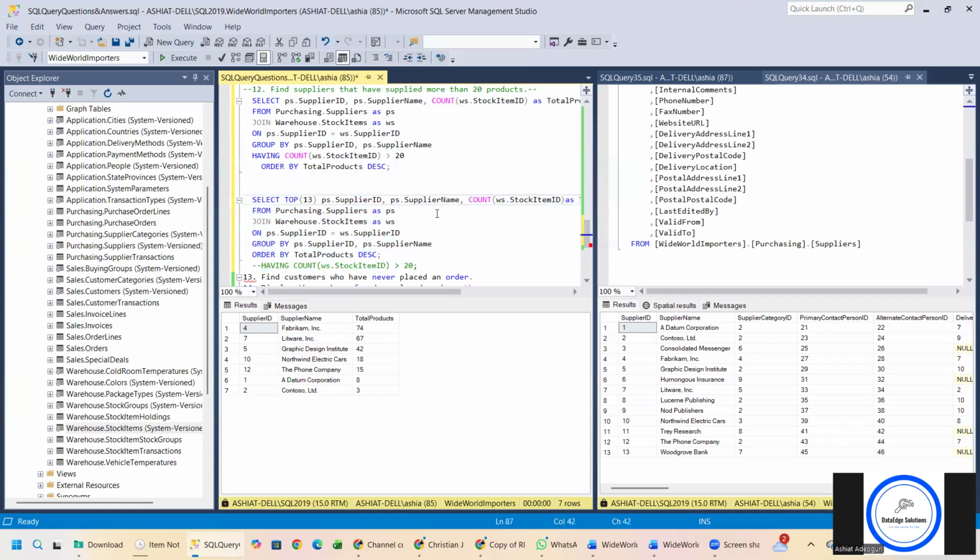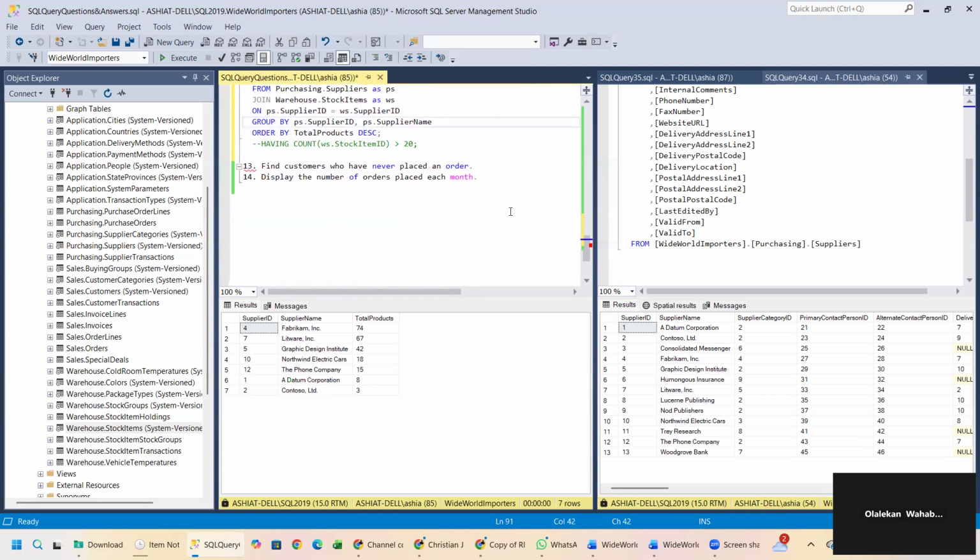Since we already understand where we are going, let's continue because we have to finish all the 20 questions today. They have not asked us to look for the top 20 suppliers. We are just trying to learn new things.